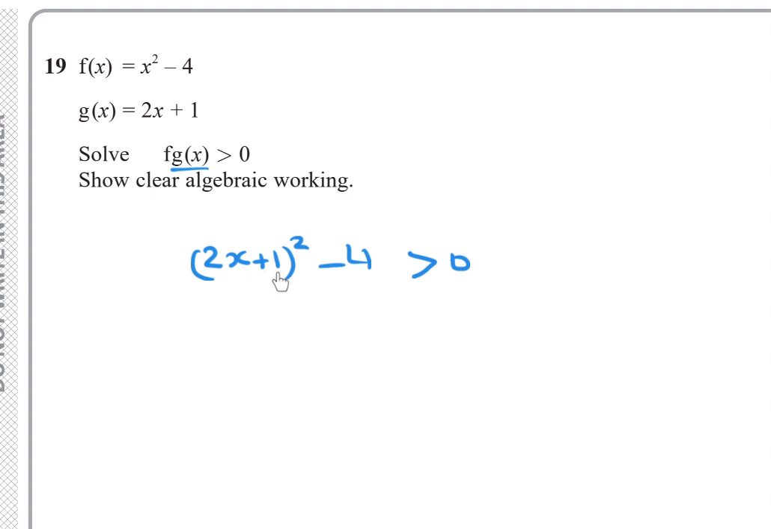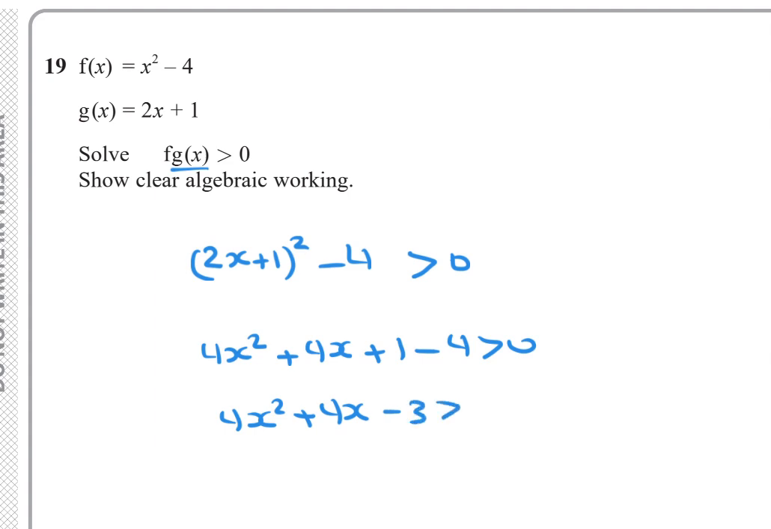Now expand 2x plus 1 all squared. 2x times 2x, 4x squared. 2 times 2x times 1, 4x. 1 times 1 equals 1. Minus 4 more than 0. So 4x squared plus 4x, 1 minus 4, negative 3. So negative 3 more than 0.